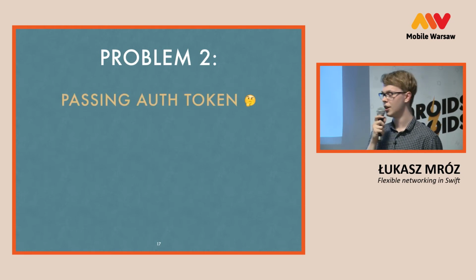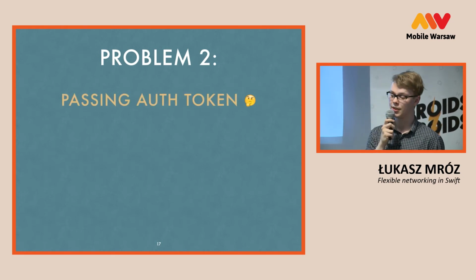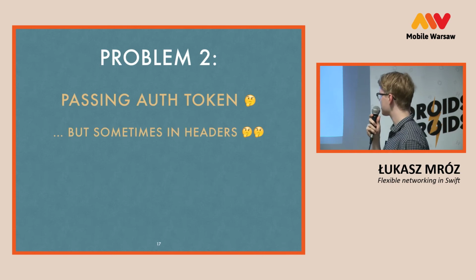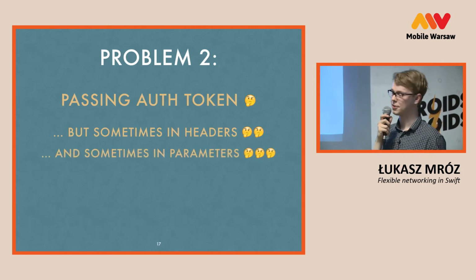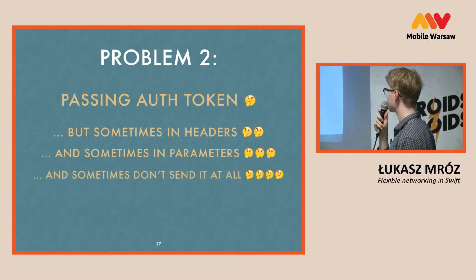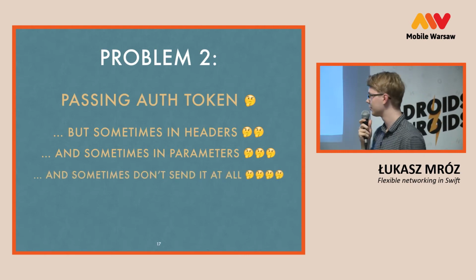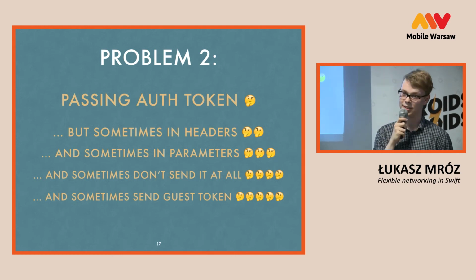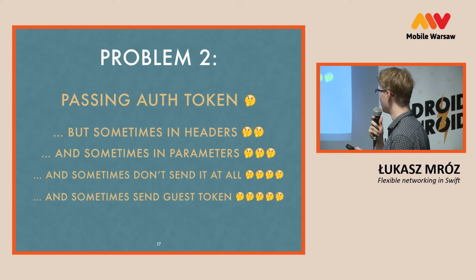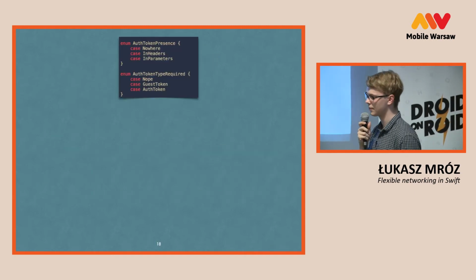So we have another authentication token to pass, but sometimes we want to pass it in headers. Sometimes we want to pass it in parameters. Sometimes we don't want to send it at all. And sometimes we want to pass a guest token instead of authentication token. So how shall we approach this?